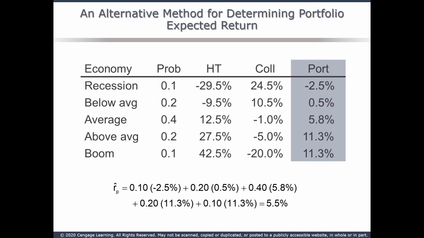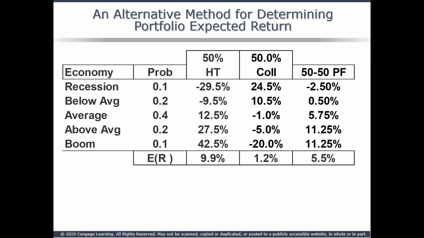Using the technique on the previous slide assumed we had already calculated the expected return of each of the assets in the portfolio, which we had. There's a slightly different approach which has the advantage of setting up the data to compute the portfolio's standard deviation. In this method, we compute the expected return of the portfolio in each state of the economy and then apply the probabilities. Looking at this method step by step.